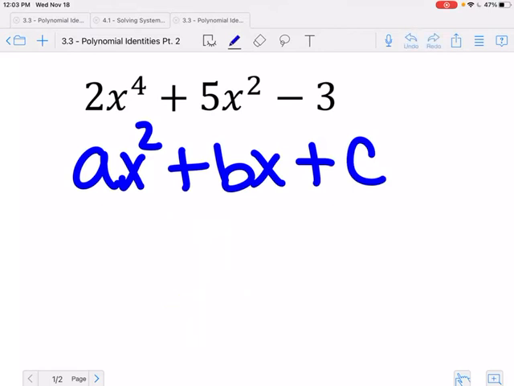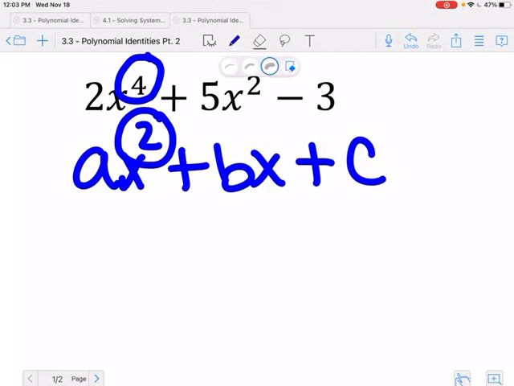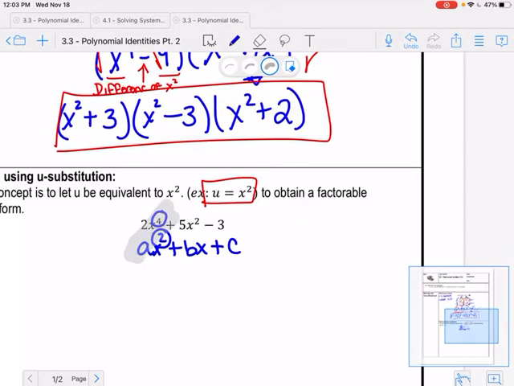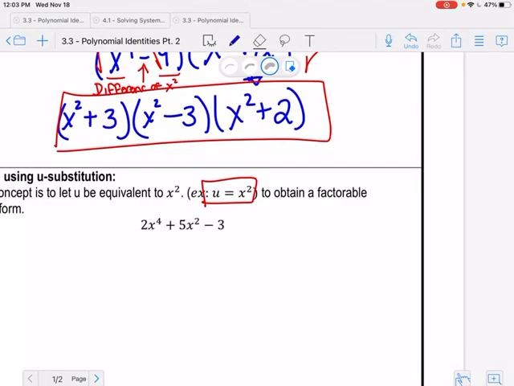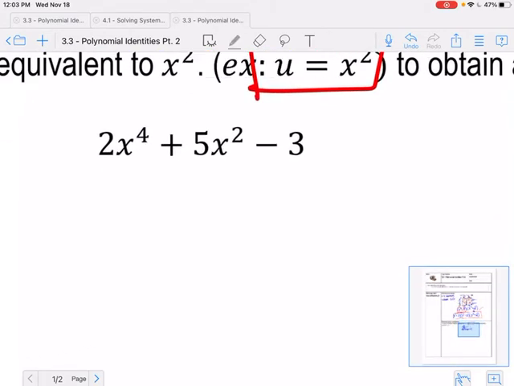However, we can't use the X method here because a quadratic function has degree 2, and this is degree 4, which means that this is not a quadratic function. So we can't really use the X method. But what if there was a way to rewrite it so it does look like a quadratic function? Well, let's try U substitution.